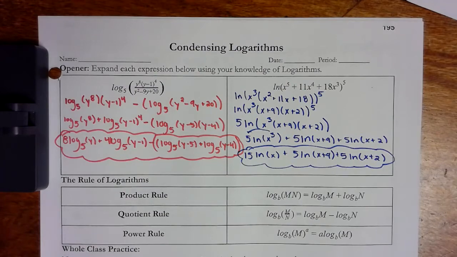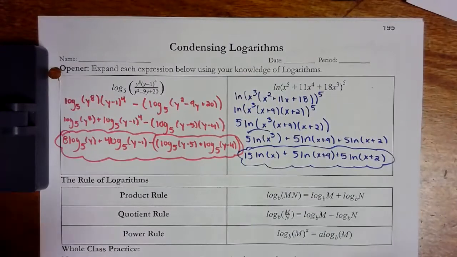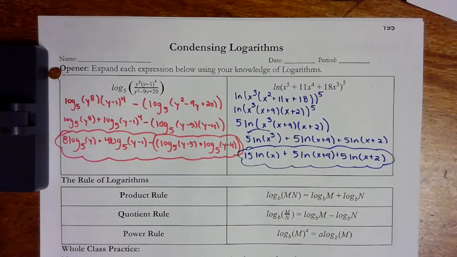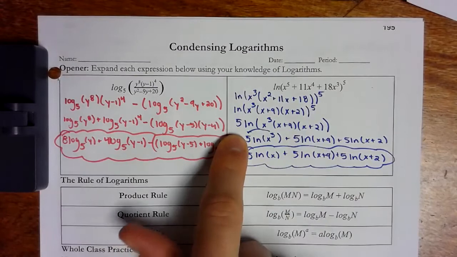The next one, I started off, I'm just like, okay, I see this polynomial. I noticed that they have a GCF of x cubed, pulled away that x cubed, and what was left over is x squared plus 11x plus 18, which can be factored to x plus 9 and x plus 2. So I have three things being multiplied with a coefficient of 5, so I can pull that coefficient to be in front of the natural log.